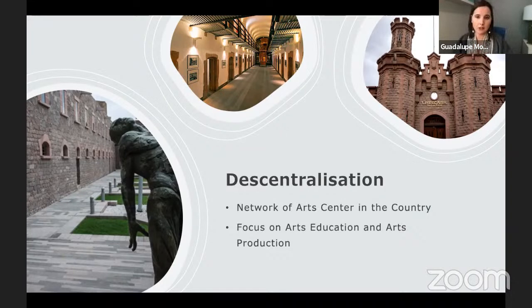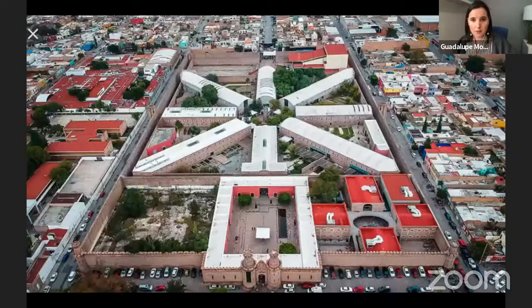That is the case of the one that you have here on the screen, which is San Luis Potosí. I have to say this is a beautiful art center. Let me go to this picture. It used to be a jail in the 20th century. So it's very recent, and it's a major achievement of the recent years in the cultural policy sector, to transform a jail, a repression space, into an art space of freedom of expression.